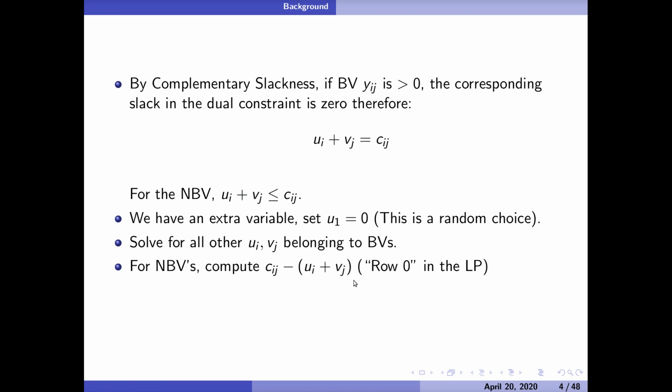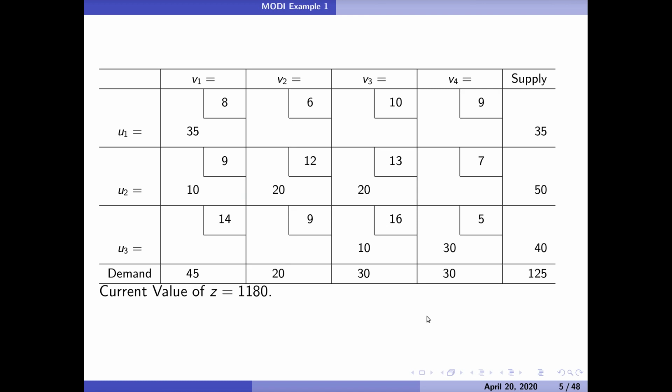We'll prove that later on. For right now, we'll just see that that works. Okay, and if those are all non-negative, if your row 0 in your linear program is all non-negative, then you know that the current solution is optimal. Very good. So here it is, our first example. We have a BFS, and our question is: is this BFS optimal?